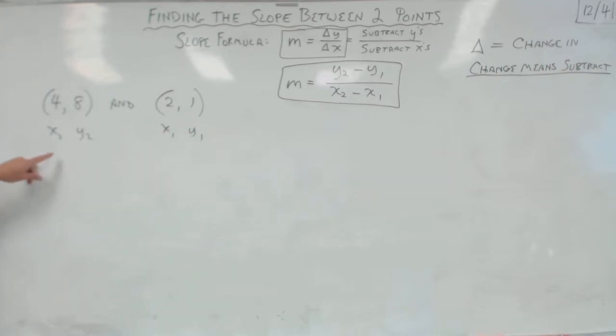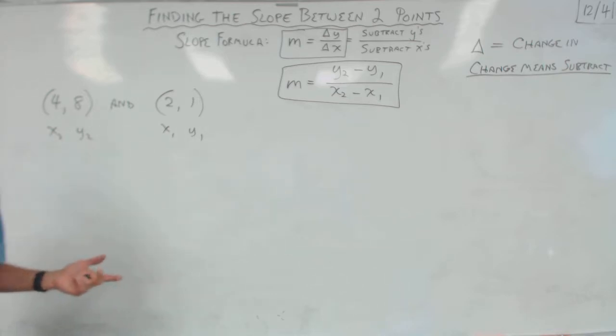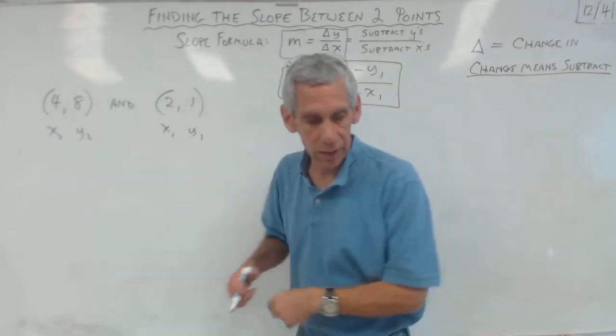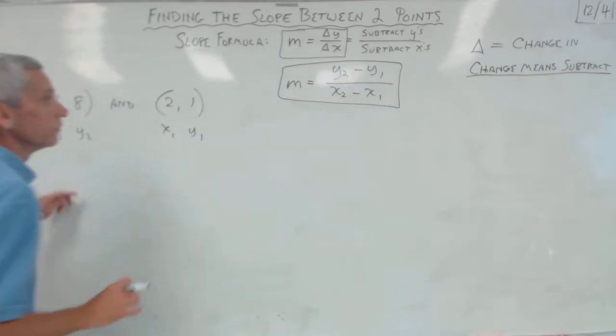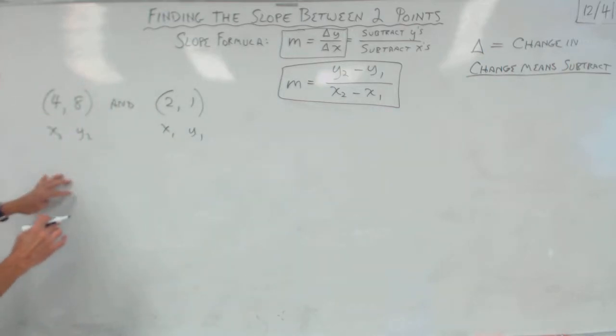It would have been fine if I'd made this x1 and y1, it's just that I would have been dealing with negatives, right? And people make mistakes when you do negatives. So I recommend that you try to keep things as positive as you can.